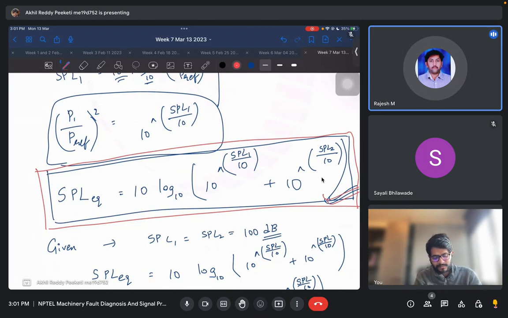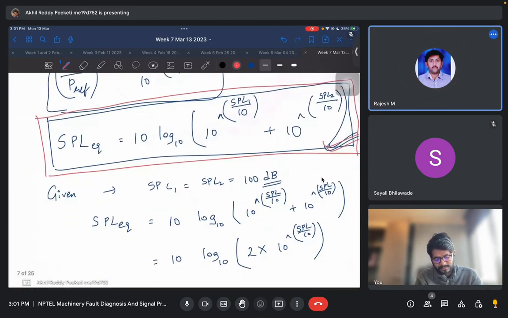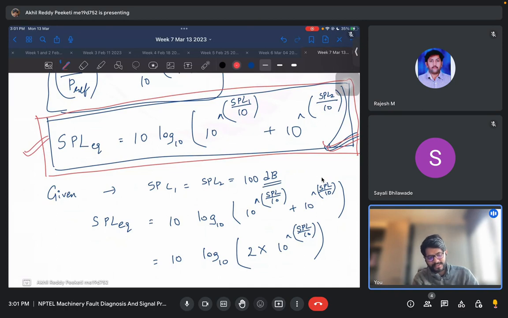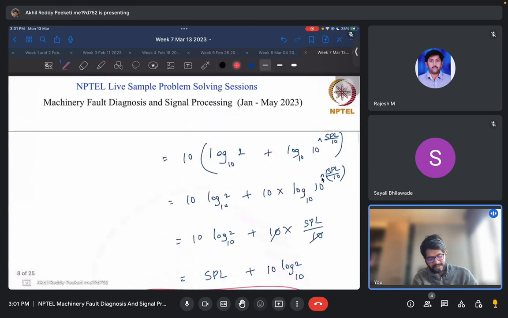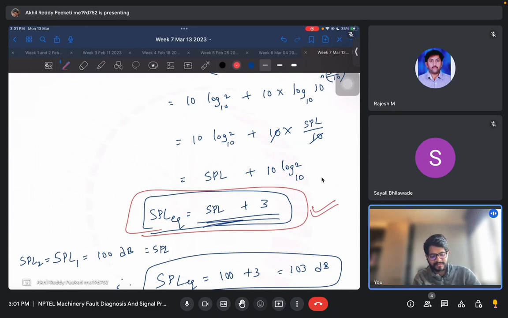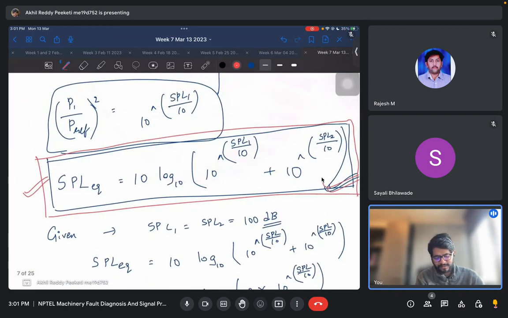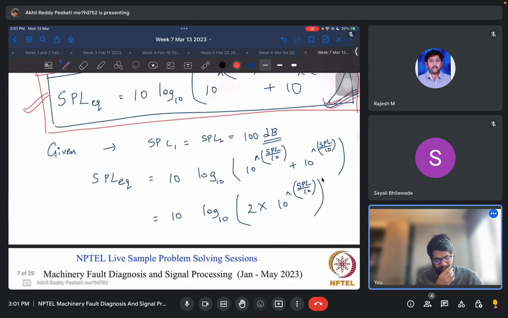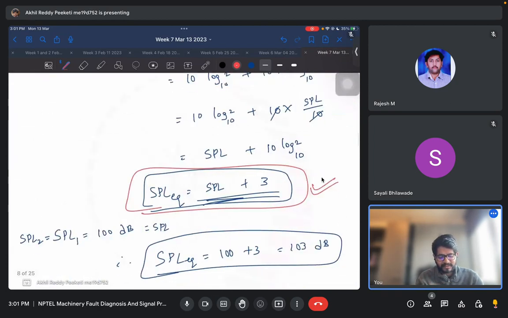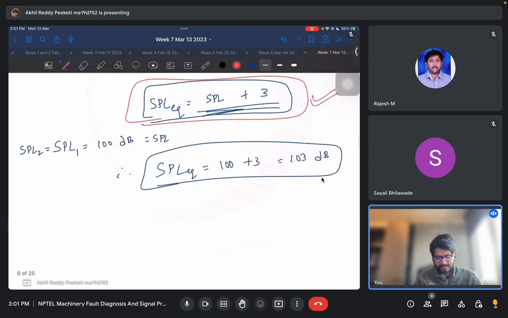Yes. This formula you need to use if the SPLs are different. If both are exactly the same, then you can just do it like this. I think we have a question where both are different, so that will also come. If both are different, then we need to use this big formula. If both are the same, it means 2 into, so log 2 comes outside and it's basically the normal SPL plus 3. Only in that case.